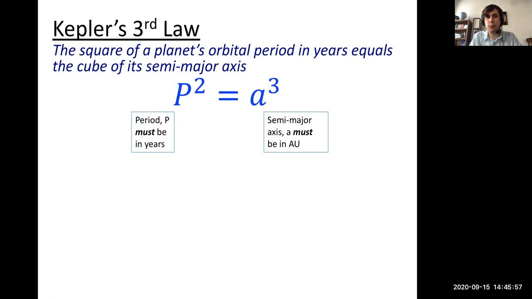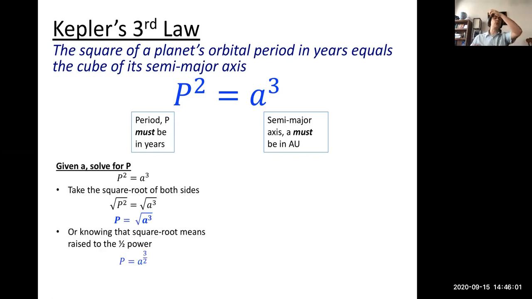The way that you'll work with this equation in this class is that I will give you the orbital period, and then you'll have to tell me the semi-major axis, or I'll give you the semi-major axis, and you'll have to tell me the orbital period. Let's look at the easier of the two scenarios, where I tell you the semi-major axis distance. I give you the A part of P squared equals A cubed.